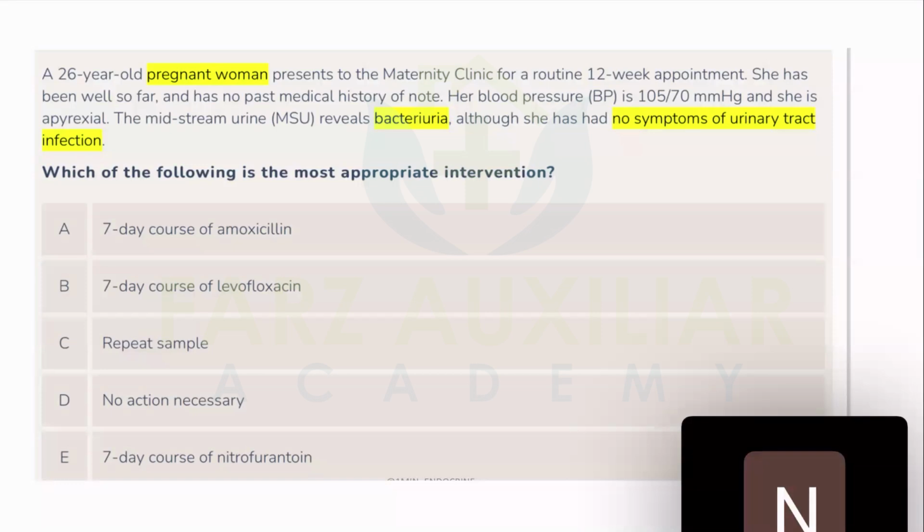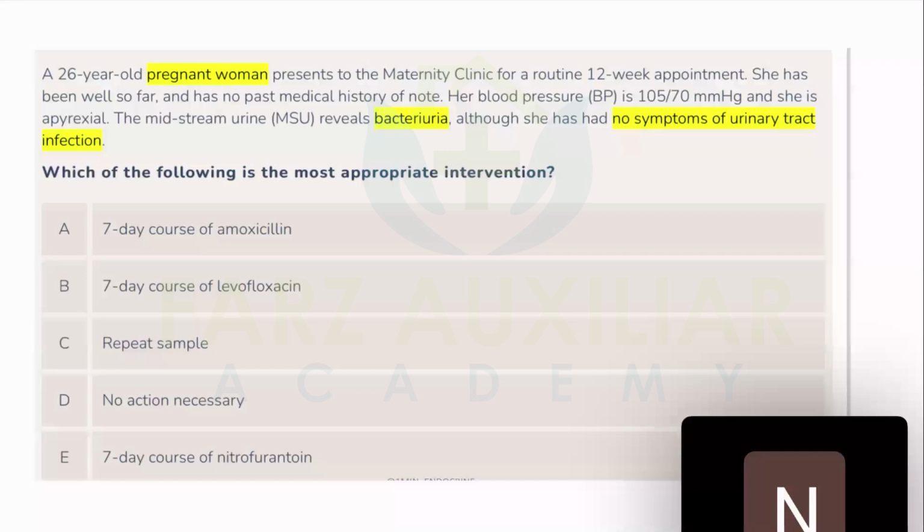Okay, so we thought we shall just discuss. A pregnant woman, 26 years old, at a routine 12-week appointment. She has been well so far, no past medical history of note. The midstream urine reveals bacteriuria, although she has no symptoms of UTI. So the diagnosis is asymptomatic bacteriuria, right?